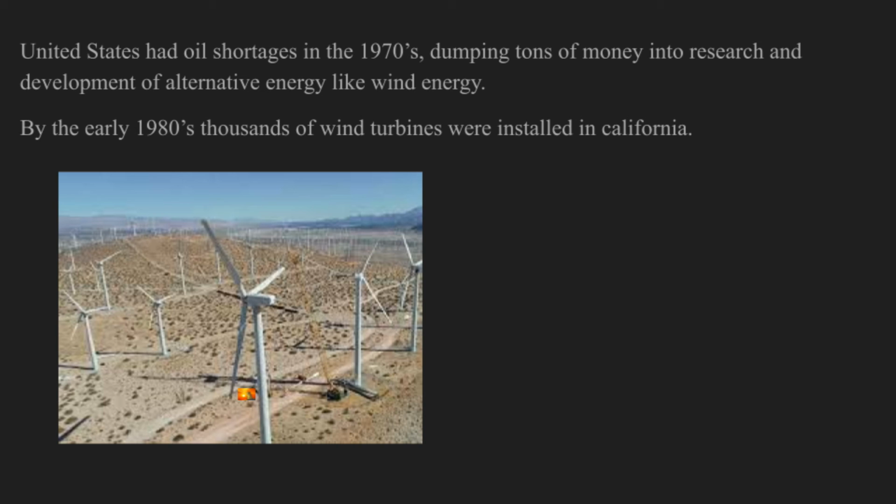For a brief history within the United States, because of the oil shortages in the 1970s, they dumped a ton of money into research and development of alternative methods of getting energy, like wind energy. By the early 1980s, thousands of wind turbines were installed in California, the majority in the Altamont, East San Diego County, Pachia, Solano, San Gorgonio, and Tehachapi areas.